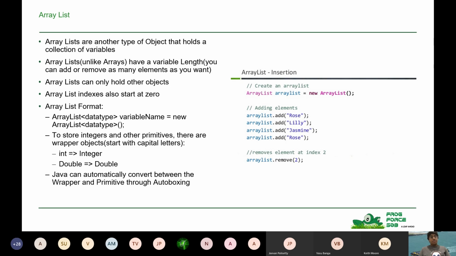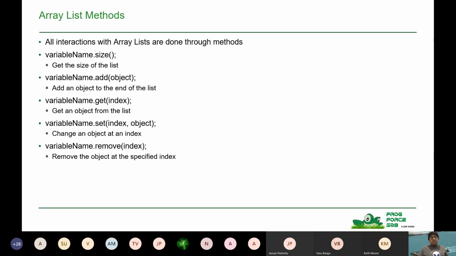Another difference with array lists is that they rely on methods. You don't just access it directly. You have to use methods to access everything. So instead of length, you use dot size to get the size. To add an object, you use the dot add method. If you want to get an object, you use dot get. If you want to set an object, you set the object at an index, and to remove, you use the remove method. So everything you do with an array list is done through a method.